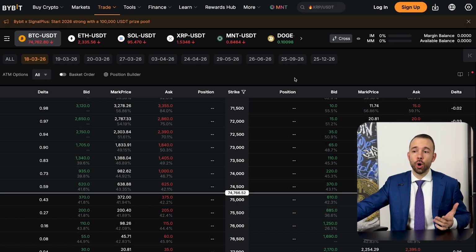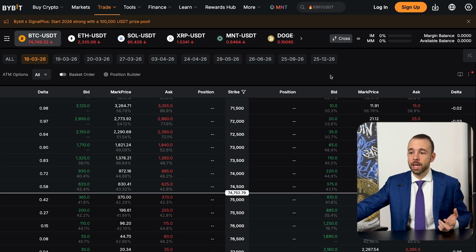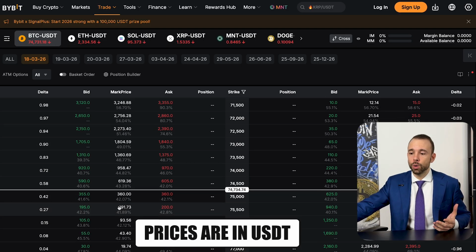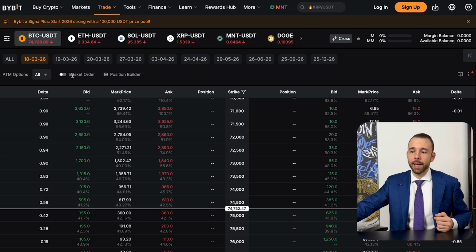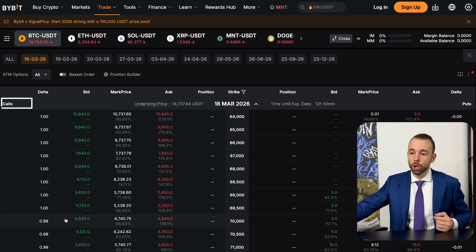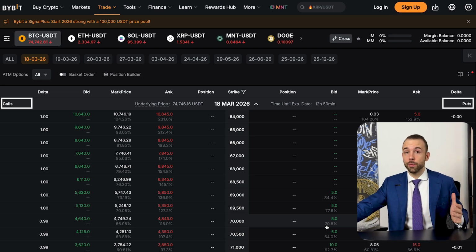And now let's take a look at the ByBit option chain. So first of all, to open the options on ByBit, you have to go to the trade and then options and select the cryptocurrency you would like to trade options for. For example, I selected Bitcoin, and on ByBit, the options are trading against USDT. So that means all the prices are visible in USDT. Also on the top, I have all the expiration dates, and on the left side I have all call options, and on the right side I have all put options. So exactly the same as it was on previous exchanges.